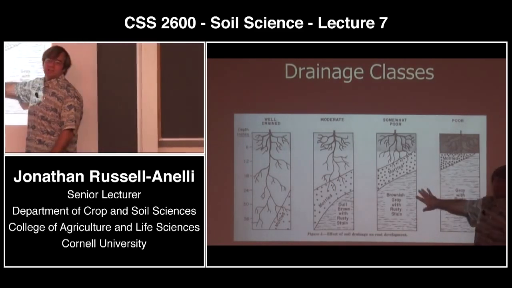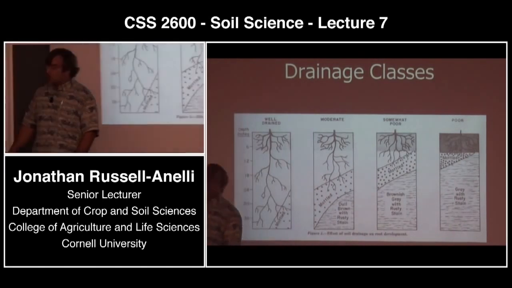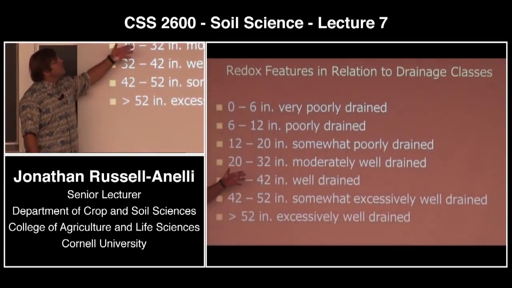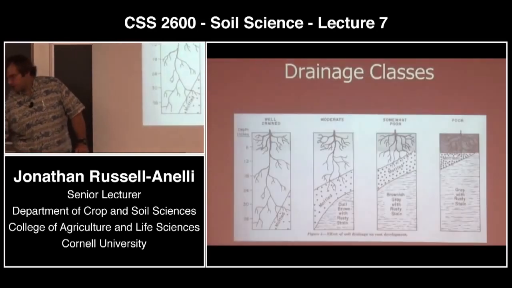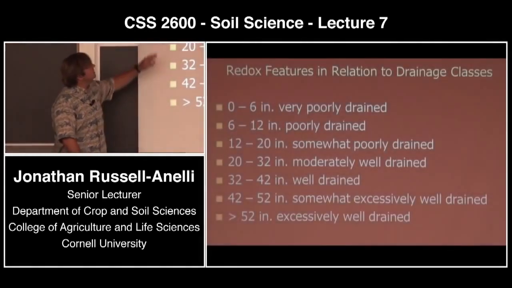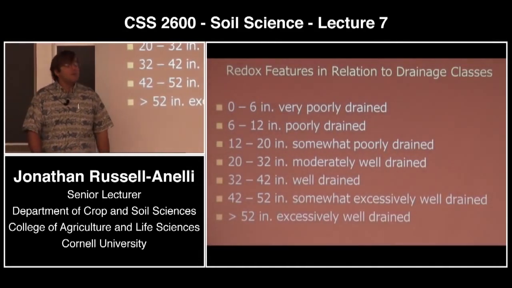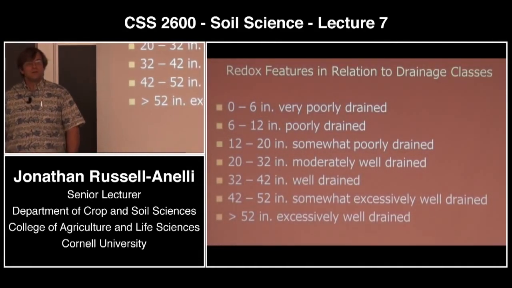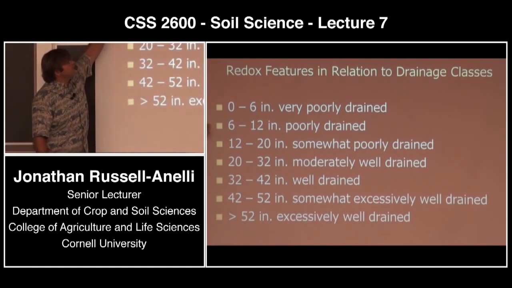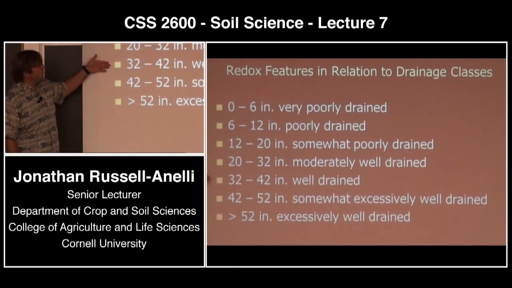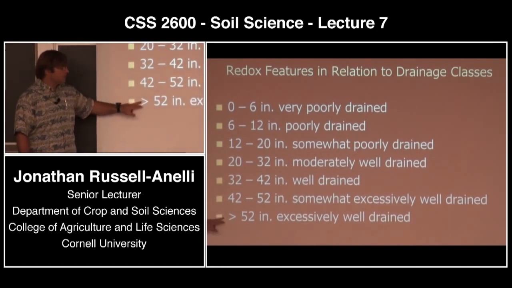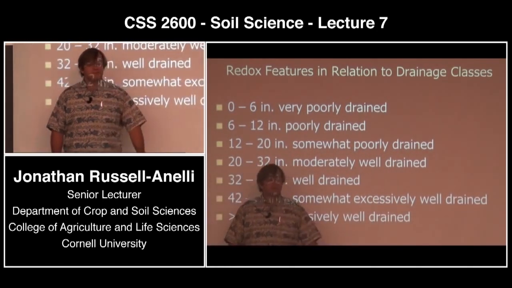So here's my drainage classes. Now, depending upon where in the country you are, these drainage classes can move. But around here, if you have redox features, that's these features, this kind of stuff. If you have redox features and they are present between 0 and 6 inches of the surface, you have a very poorly drained soil. It's just the way it is around here. It's a wet environment. Okay? Start moving down, 6 to 12, 12 to 20, 20 to 32, 32 to 42, 42 to 52, 52 plus, you start getting into excessively well-drained soils.